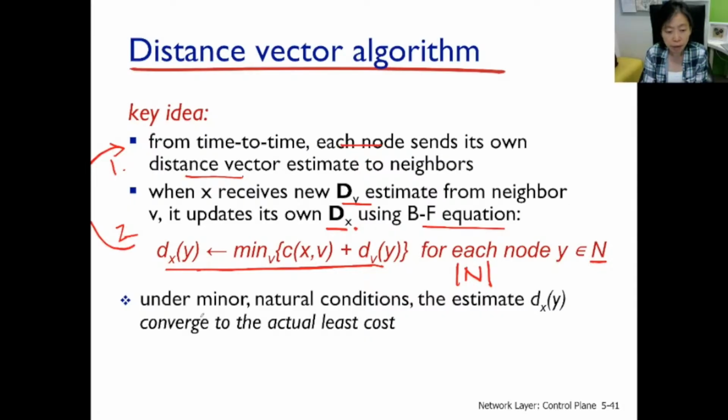Final note here. Under minor natural conditions, the shortest distance from x to y, at the beginning, might be really, really bad. Okay? But as time goes by, it's going to converge to the actual least cost. Minor natural conditions means that, yeah, for normal internet operation, this is going to hold true.